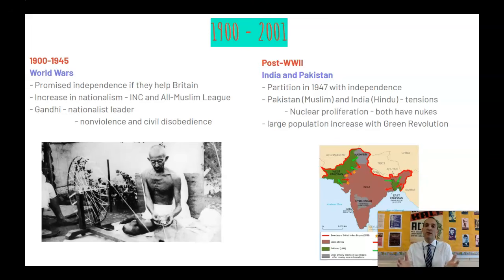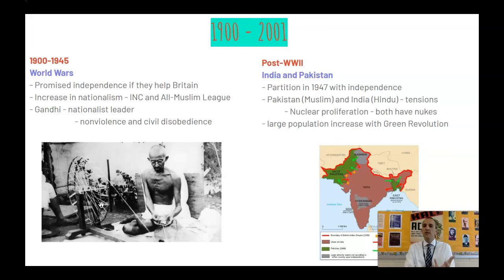And that is going to lead to an increase in nationalism. So we're going to see a rise in the Indian National Congress and the membership of the All-Muslim League. And the main leader of this movement of nationalism and decolonization and independence is Gandhi, who believed in nonviolence and civil disobedience, which is breaking unjust laws. So we're going to take laws that are in India, in the British Raj. For example, you can't buy salt from anyone else other than the British.